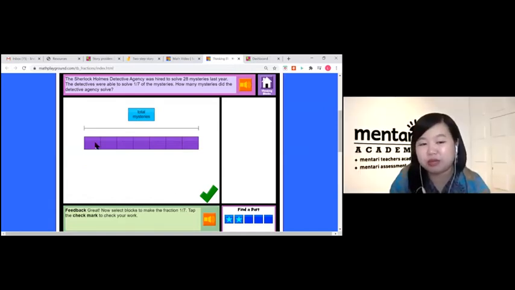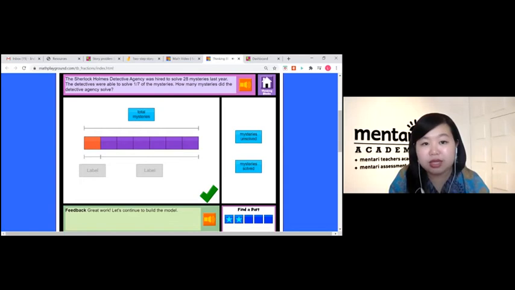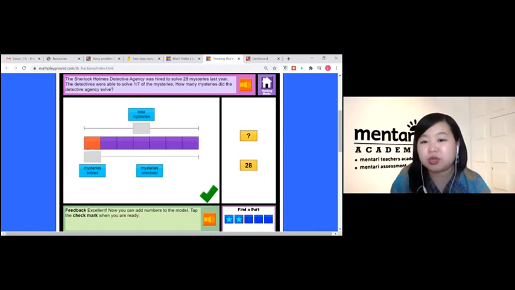Select blocks to make the fraction 1/7. So you will color it. Okay, that's 1/7, so one shaded part out of 7 equal parts. And then it says 1/7 is what the detectives were able to solve. So you will put this. And then the other parts would be the mysteries unsolved. Now there's a question mark and there's 28, because the detectives were given a total of 28 mysteries. Then you will place 28 in the correct place.